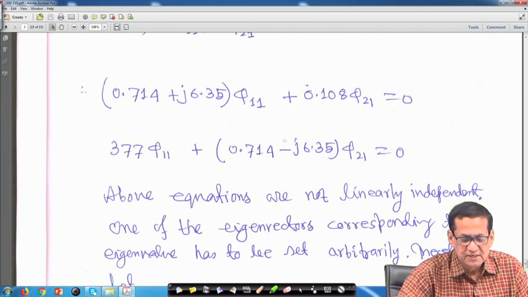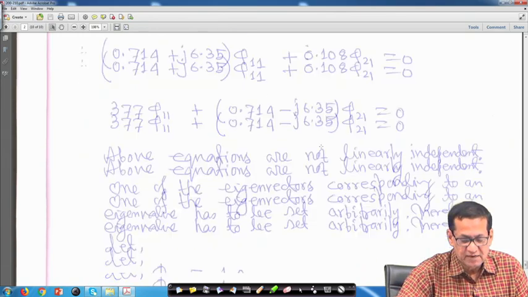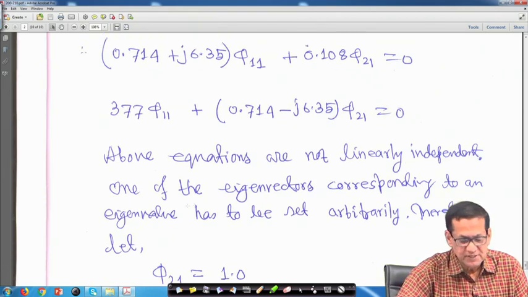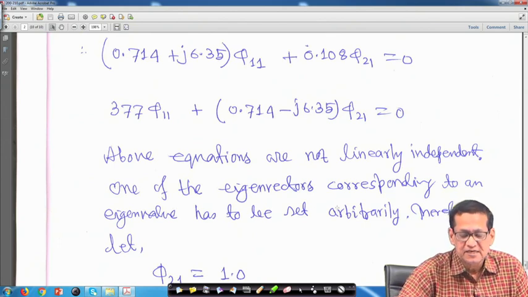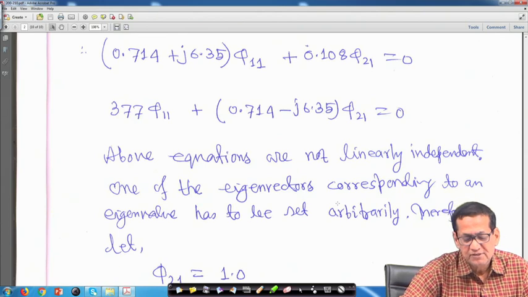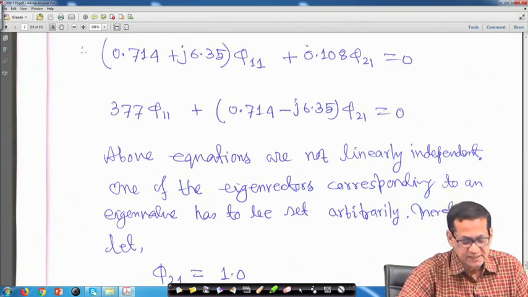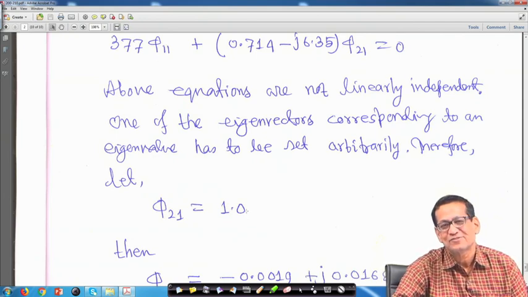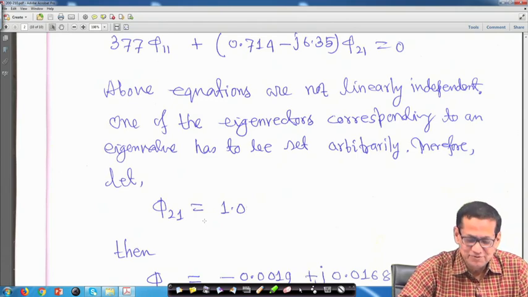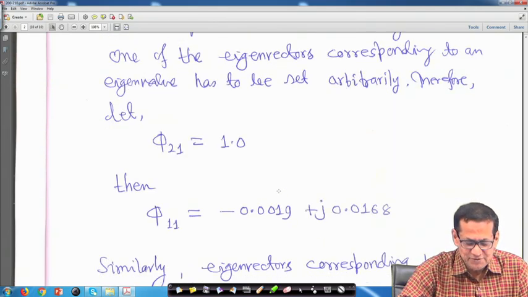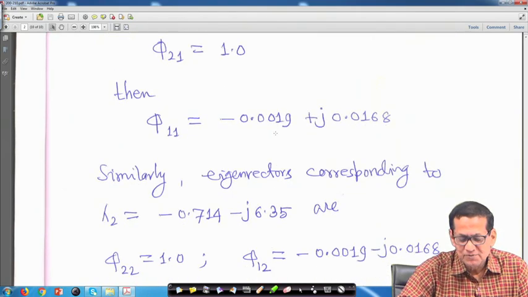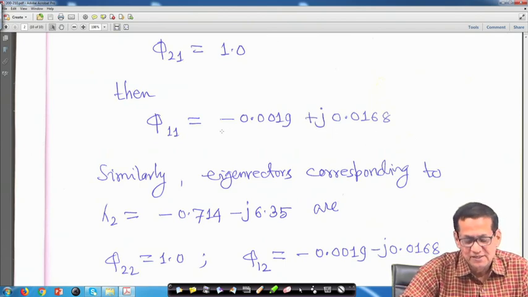These two equations first you write down. Equation numbers are not given, but above equations are not linearly independent. One of the eigenvectors corresponding to an eigenvalue has to be set arbitrarily. I mean phi 1 1 and phi 2 1, you have to choose one of them arbitrarily. Therefore, we assume that phi 2 1 is equal to 1. This is normal practice, such that calculation will be easier for this small problem. If you choose phi 2 1 is equal to 1, then phi 1 1 will become minus 0.0019 plus j 0.0168. This is phi 1 1.